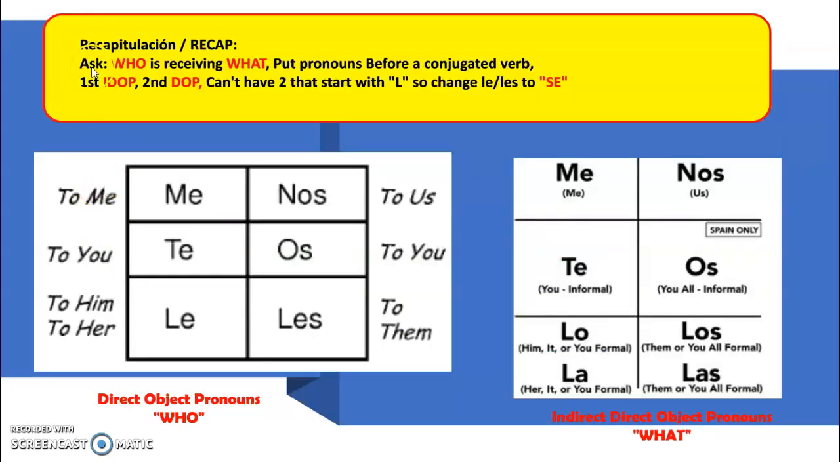To recap, you always ask who is receiving what. You put the pronouns before a conjugated verb. The indirect object goes first and then the direct object. And you can't have two that start with the letter L, so change le or les to se. I hope that helped.